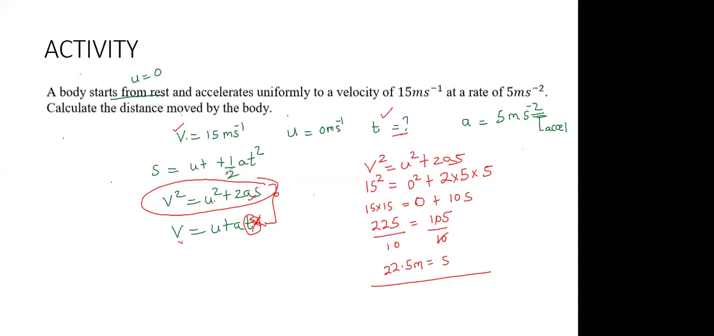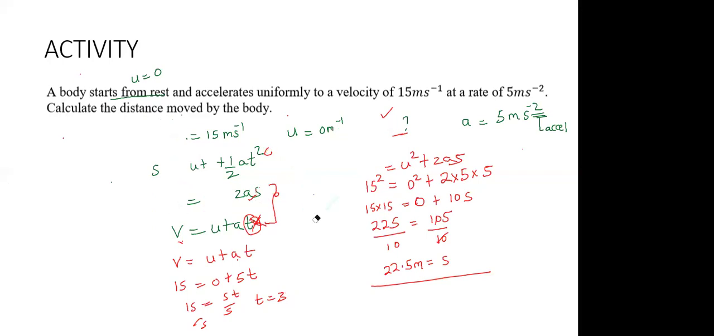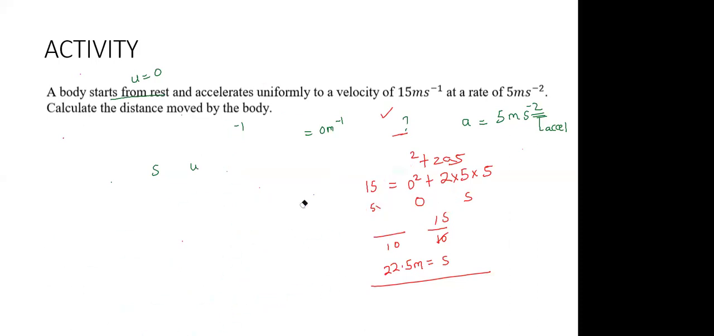Okay. So those who have used the second approach, whereby you said V is equal to U plus AT, then you said 15 is equal to U, which is 0, plus acceleration, which is this. Then you said 15 is equal to 5T, divide by 5 by 5, and you got your T is equal to 3. Then you substitute in the equation. It is very correct. You get the same answer. Okay, we are going to try out another one. You must make sure that we can calculate these equations.